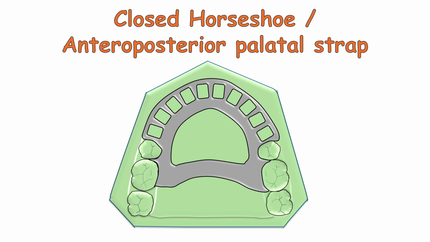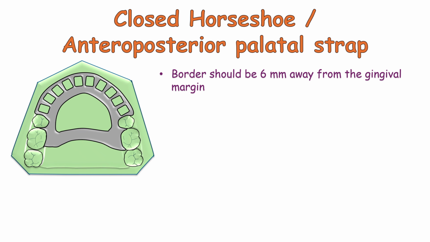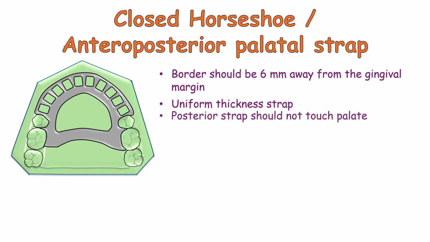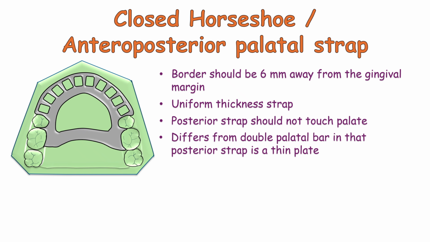Next is the closed horseshoe or anteroposterior palatal strap. Here, the border should be 6 mm away from the gingival margin. There should be a uniform thickness in the strap, and the posterior strap should not touch the palate. It differs from the double palatal bar in that the posterior strap is a thin plate.